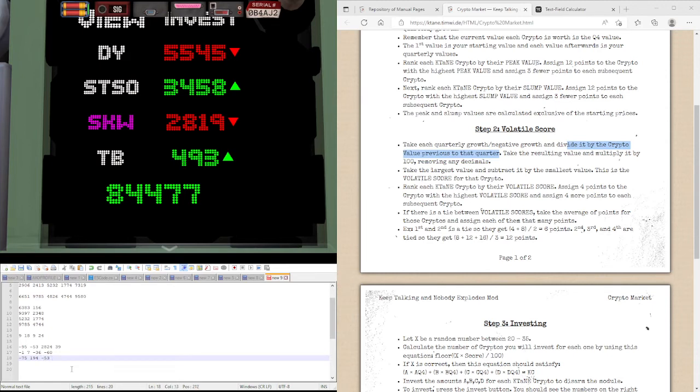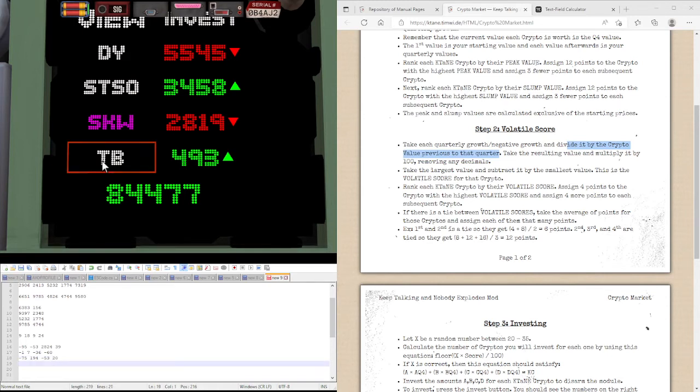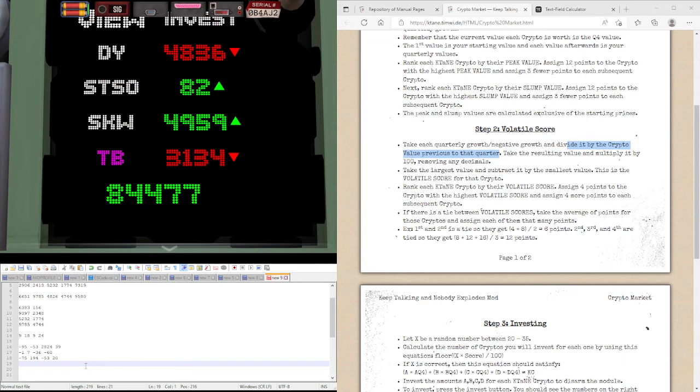And finally, plus 493 over 2413 times 100 is plus 20. And finally, negative 4836 over 9580 times 100 is negative 50.